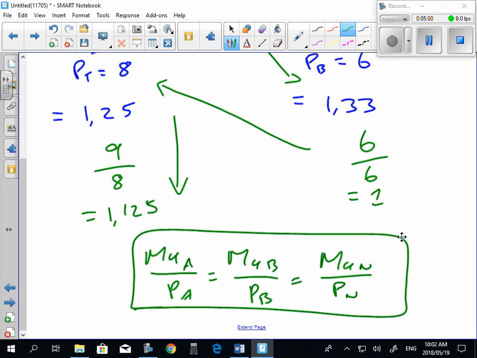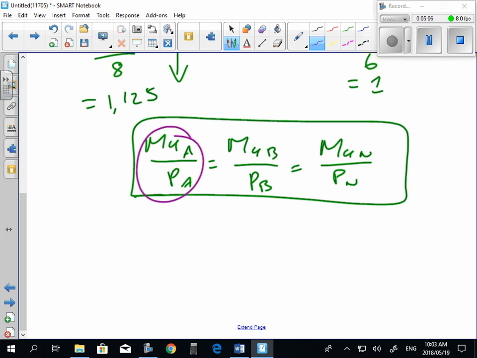Okay. Why? Because if one product had a slightly higher ratio, I would divert more money towards that one. And as I divert more money towards that specific product, the marginal utility I'm going to get will decrease until, again, all of these would be equal. Okay.